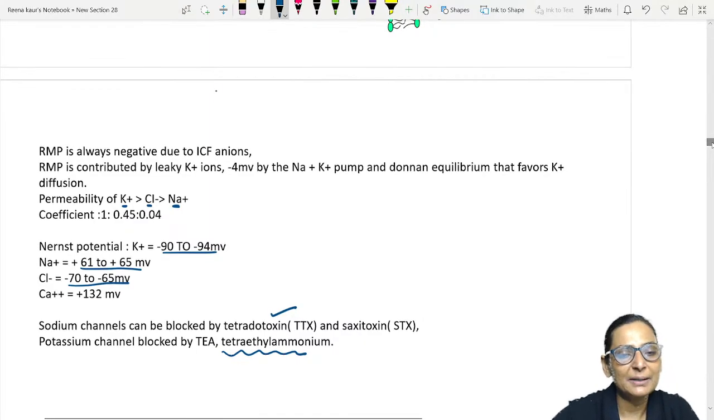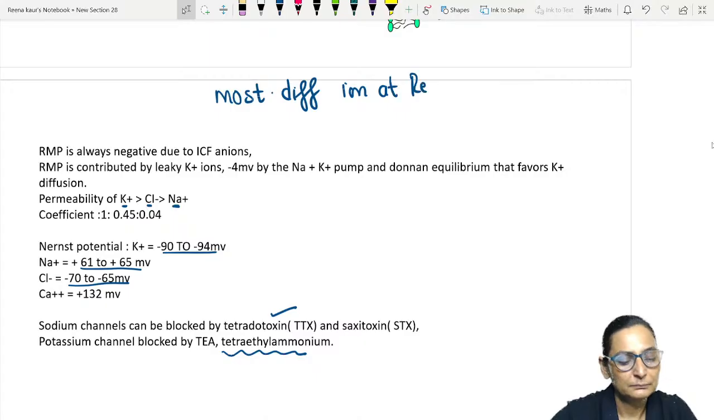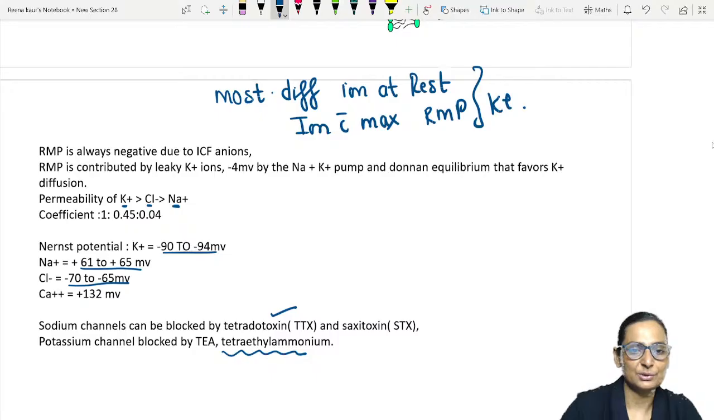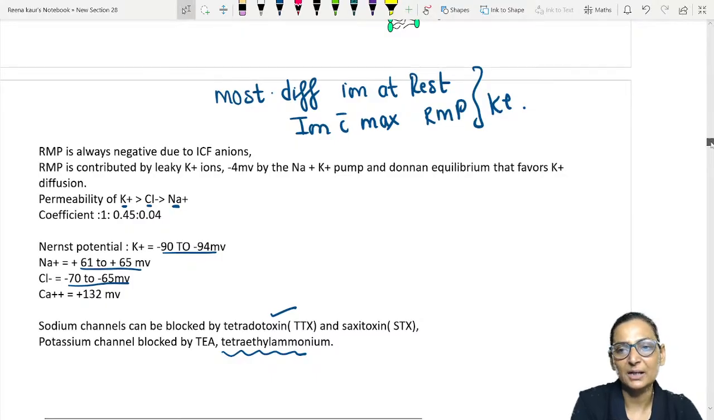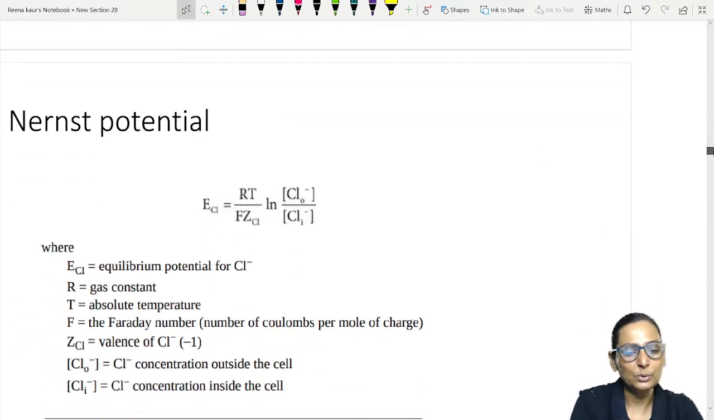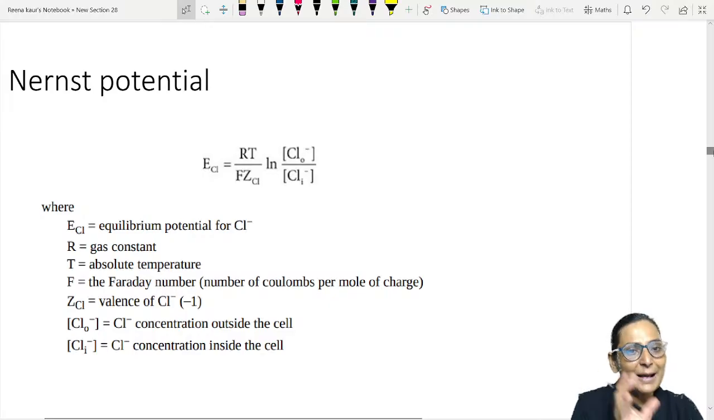So here, keep one thing in mind: the most diffusible ion at rest and the ion with maximum contribution to RMP, the answer to both will be potassium. Okay, the ion with maximum contribution to RMP or the ion which is most diffusible at rest, the answer to both will be potassium. So the Nernst potential can be mathematically calculated as, for example, here we have taken chloride.